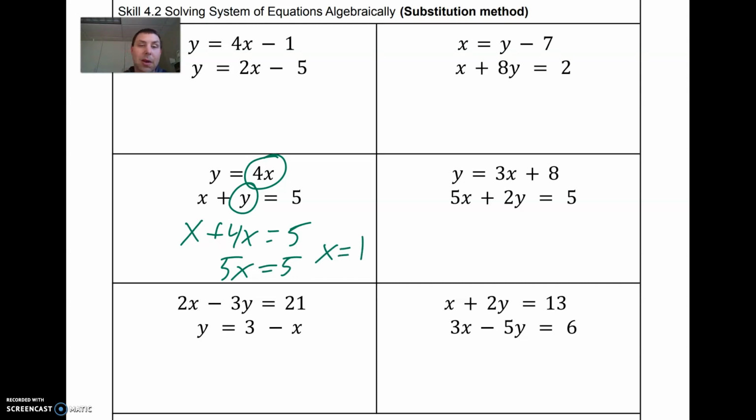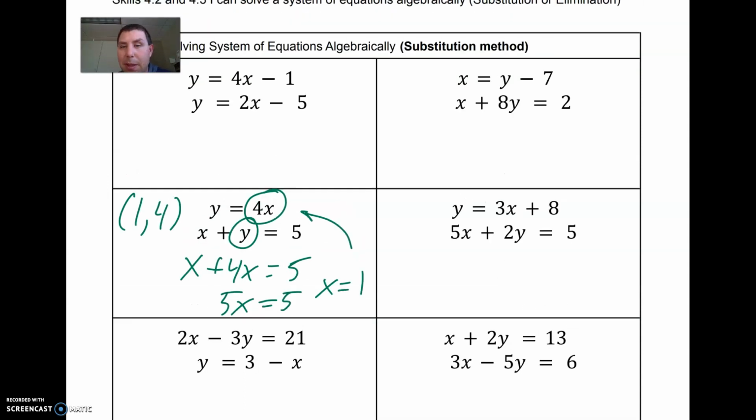And now that I know x is 1, I can replace it in for either of those equations. I'll plug it back into the first one. And then 4 times 1 is 4, so my solution is (1, 4). Okay? And that's it. So substitution, we're simply replacing.